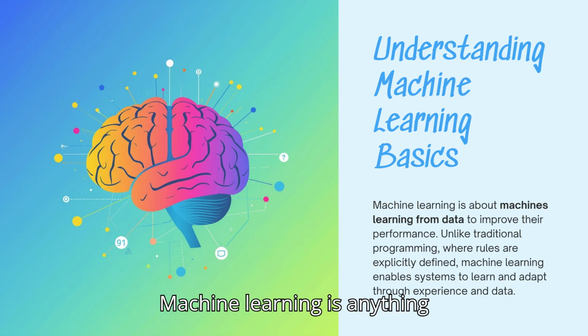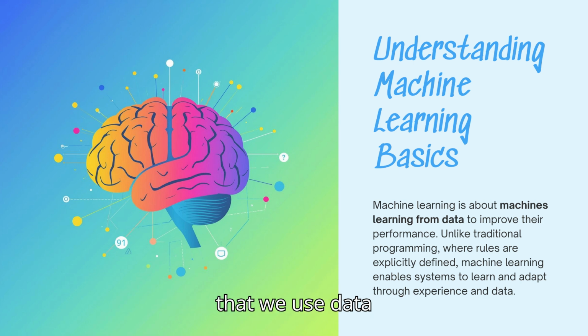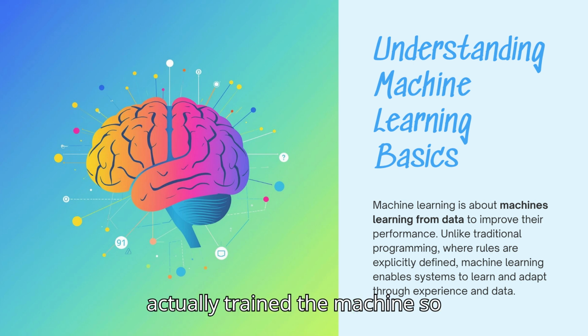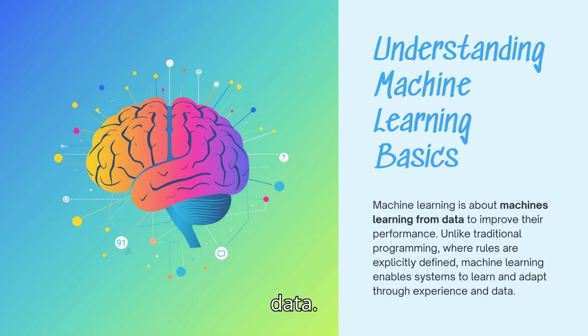Machine learning is anything where we use data to teach the machine. So machine learning is a very important subject which learns from information in data and predicts useful decisions. It is not like other languages where there are defined rules; in machine learning we actually train the machine so that it can learn from data.